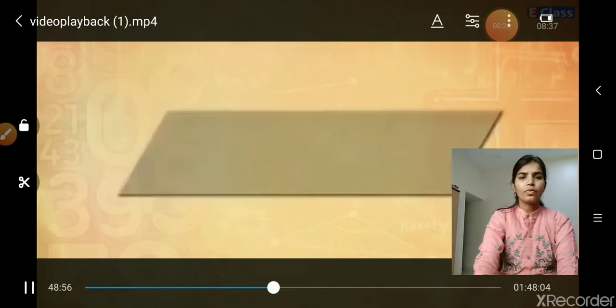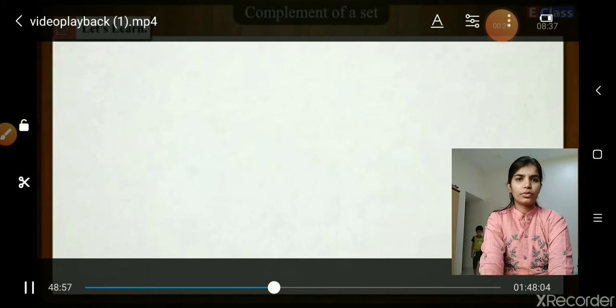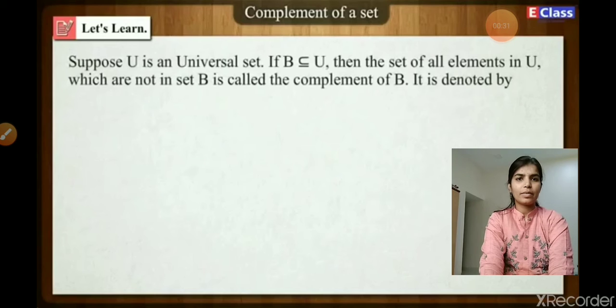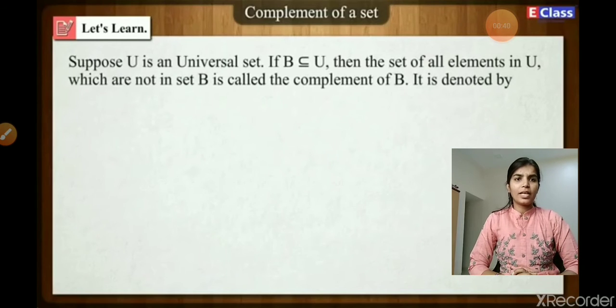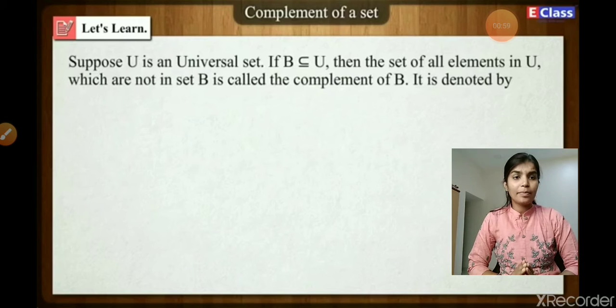You know that the universal set is the biggest set. Suppose U is a universal set. If B is a subset of U, then the set of all elements in U which are not in set B is called the complement of B. That means the elements present in U except the elements of set B are called the complement of set B.